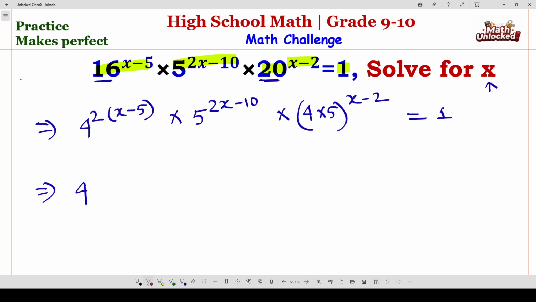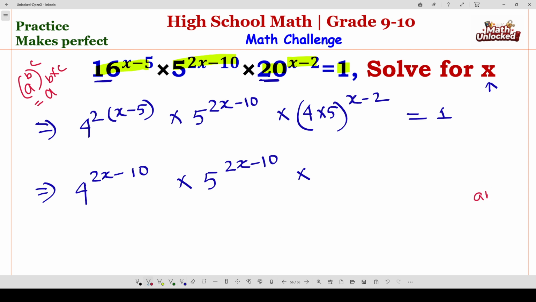We know that a to the power b to the power c can be written as a to the power b times c. That's why here it will be 2x minus 10 times, and here is 5 to the power 2x minus 10. We also know that ab to the power c can be written as a to the power c times b to the power c. So in this case we can write 4 to the power x minus 2 times 5 to the power x minus 2 equals 1.